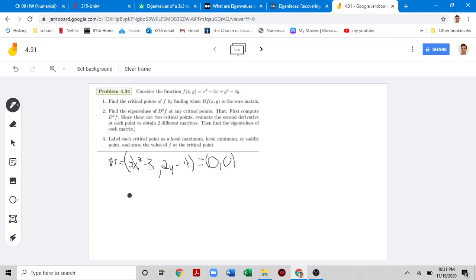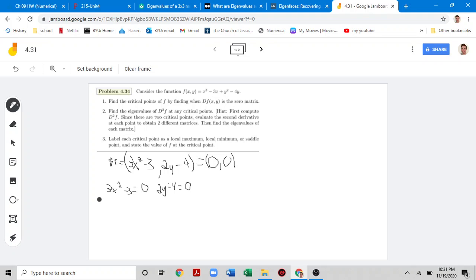So now we're going to separate these. So 3x squared minus 3 equals 0. And we're also going to make this 2y minus 4. We'll make that equal to 0 as well.